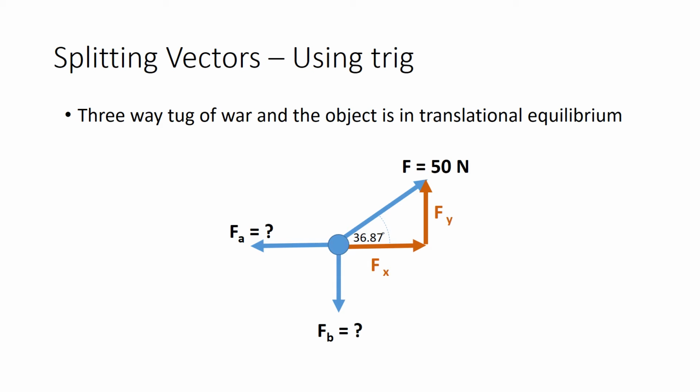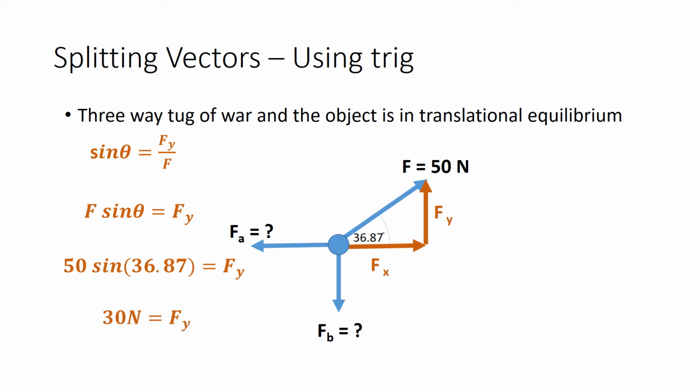Let's go find F sub y first, the vertical component of this guy. This is opposite of the angle, and I know the hypotenuse. So I want to use opposite and hypotenuse, that's sine. So I know the equation for sine is the opposite side, which in this case is F sub y, divided by the hypotenuse, in this case F. I'm going to solve for F sub y, so I'm going to rearrange, multiply both sides by F. I get this, and I can plug in some values, do my math, get an answer of about 30 newtons in the vertical direction.